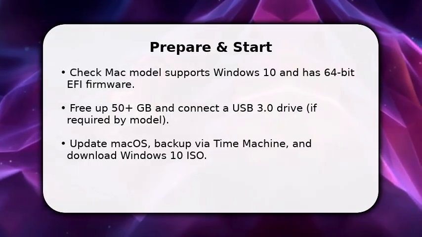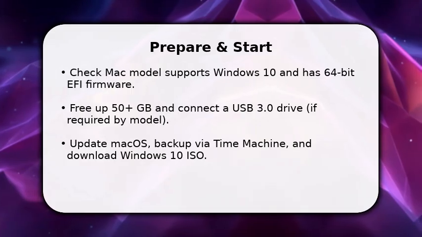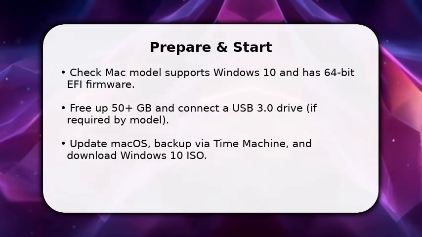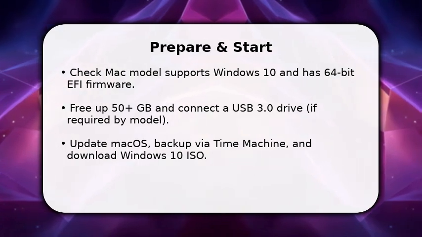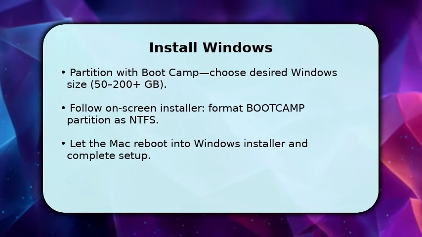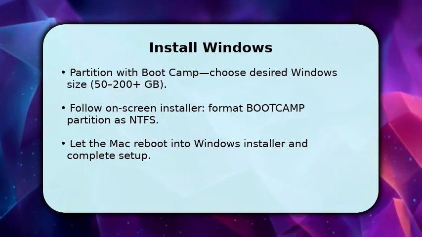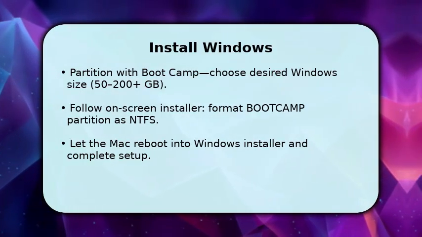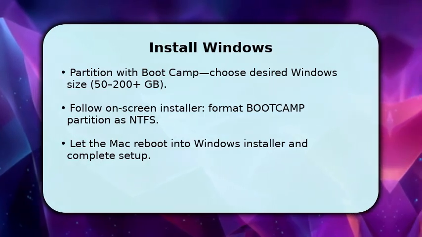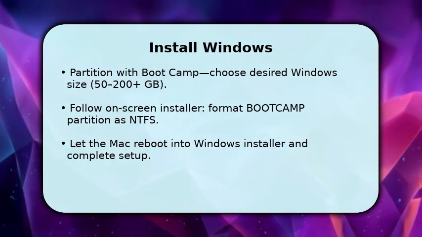Start Boot Camp Assistant now and follow prompts to choose the ISO, allocate the Windows partition size, and prepare the USB installer if requested. You'll now perform the core installation steps. Proceed carefully. Boot Camp creates the partition, then the Mac reboots into the Windows installer. Format the Boot Camp volume as NTFS when prompted so Windows can install.